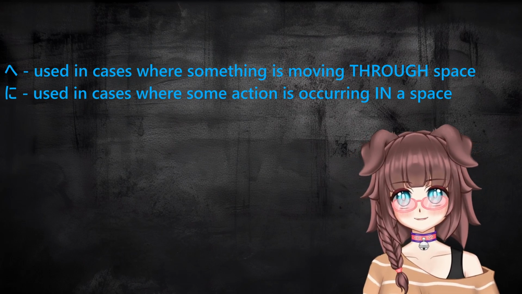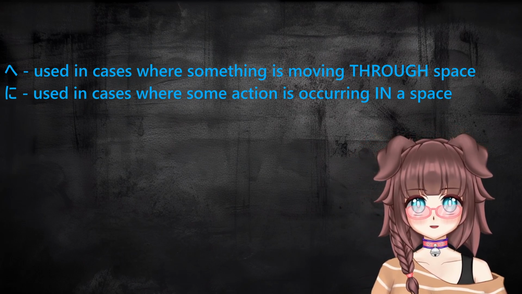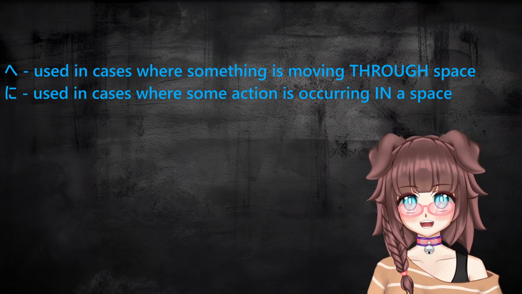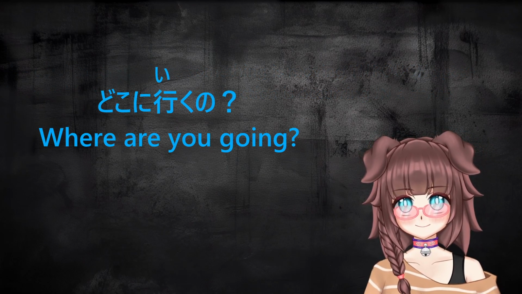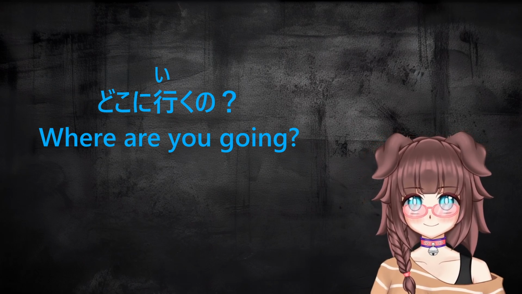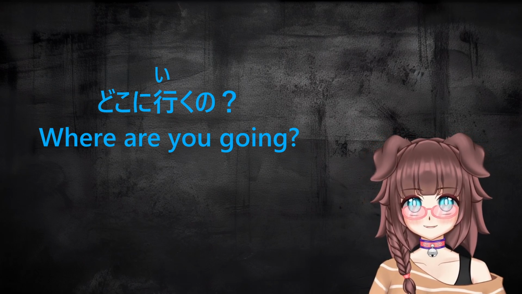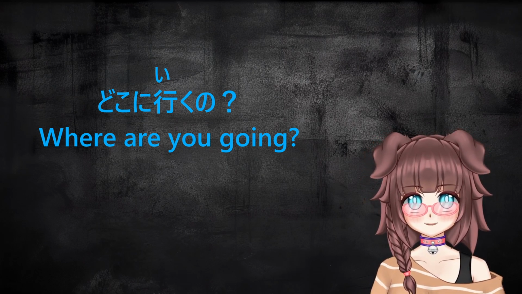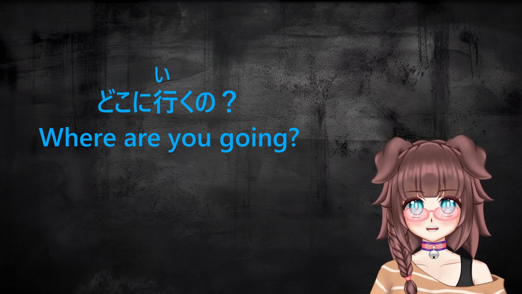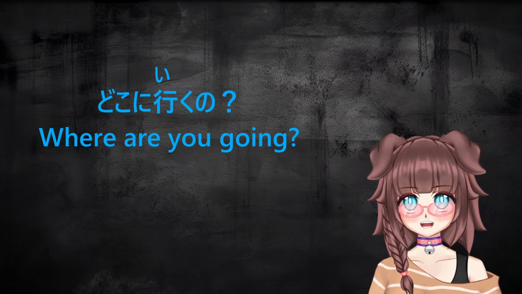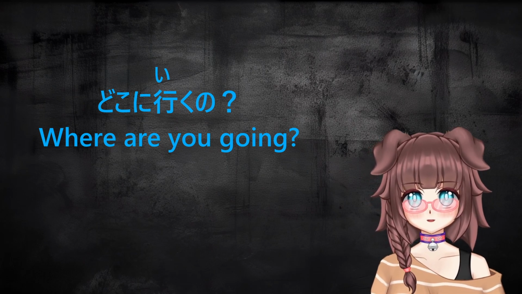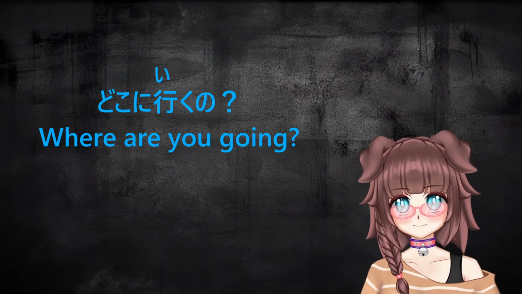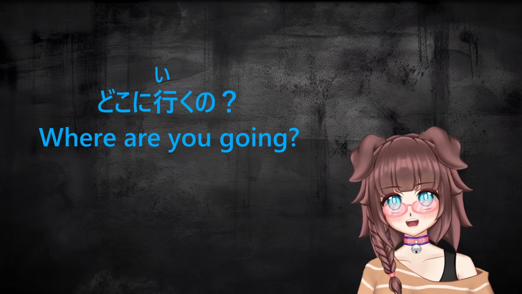Anyway, let's break this down with a few examples so that we can see how these particles play out in natural language use. Doko ni iku no? So here's a simple question. Here, doko means where. We know that iku means to go, that's the verb. No is acting as a question marker, and in this case we have ni marking the location where the action is happening. The where in where are you going?